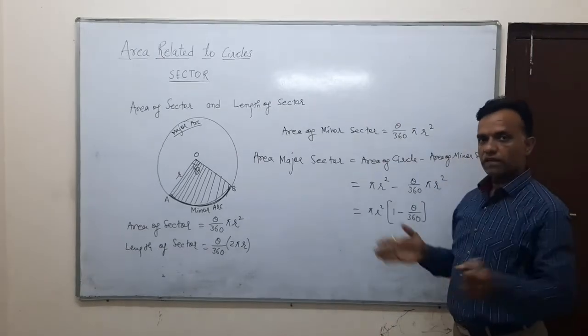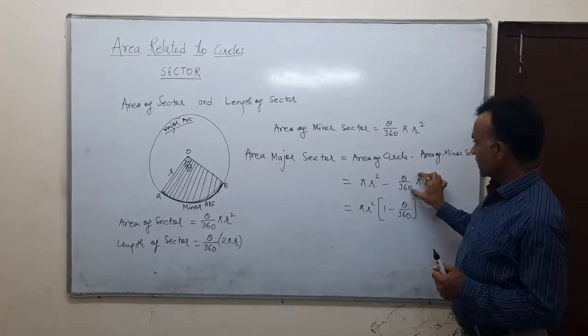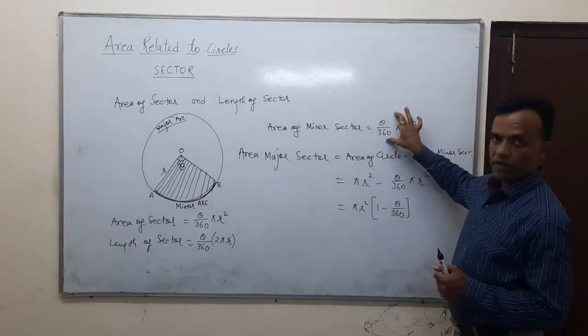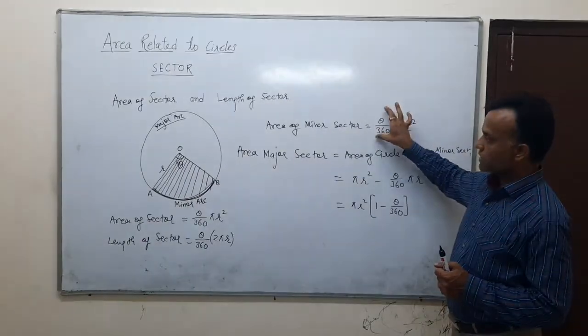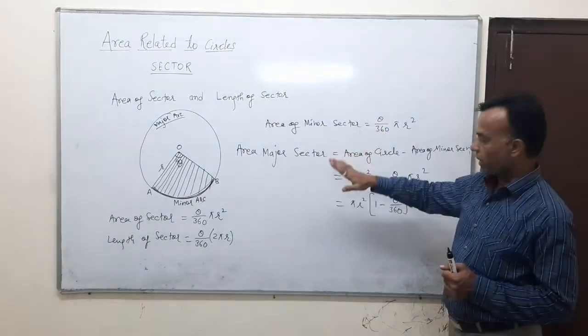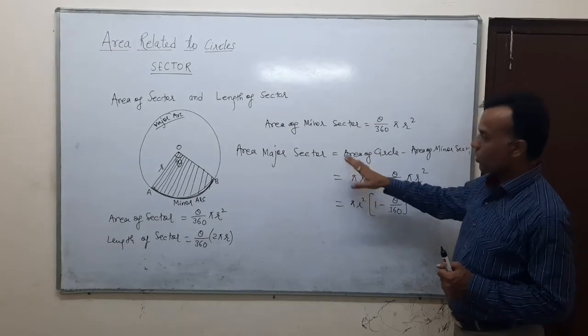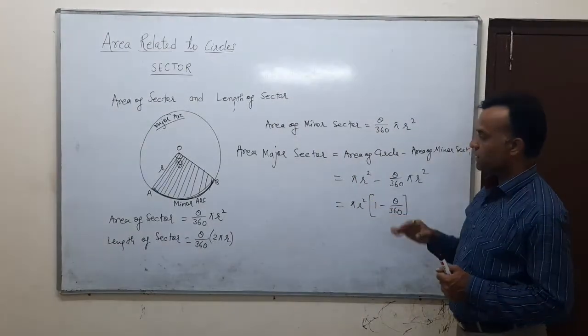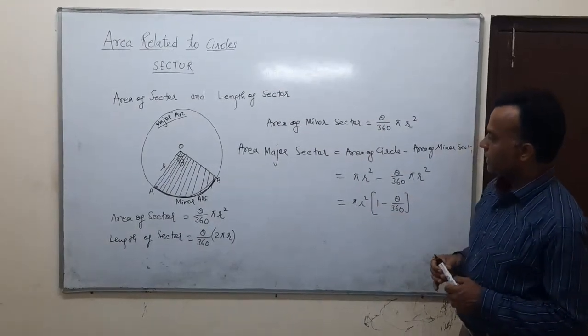Pi r square means the whole circle. So first you find the area of the minor sector, and then for the major one you subtract it from the whole circle. Then you get the major sector area.